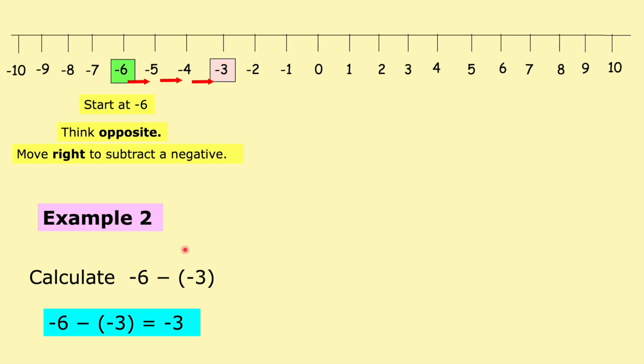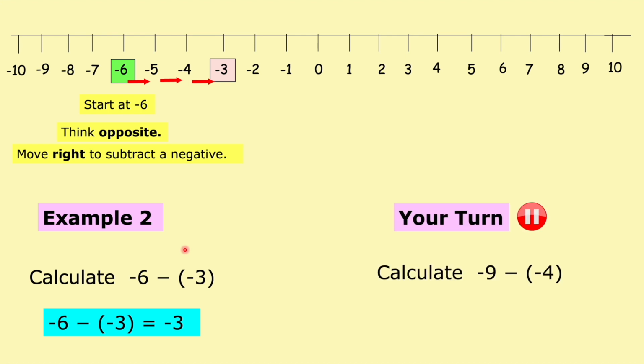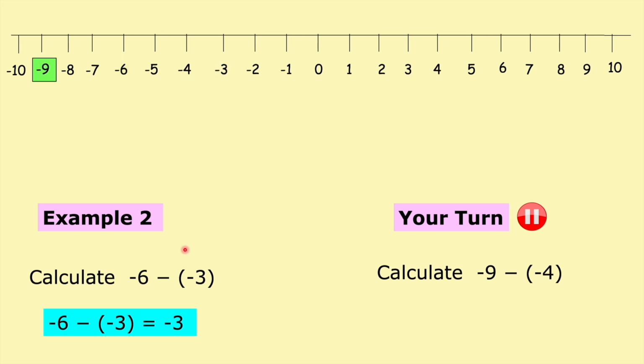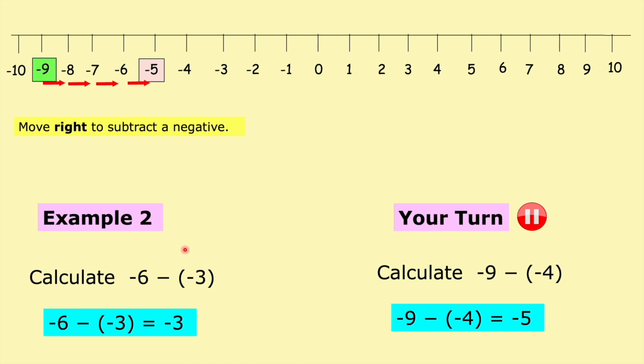So again, using this number line to help you, and the example, pause the video here and calculate negative 9 subtract negative 4. Okay, so hopefully you will have started at negative 9. Think opposite, so we're going to move right to subtract a negative. So we're moving right 1, 2, 3, 4 places to get to negative 5. So your answer, negative 9 subtract negative 4, you should have gotten negative 5. So well done if you got that.